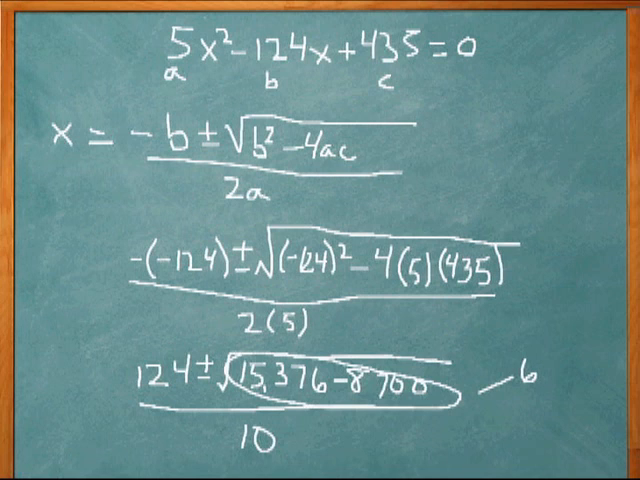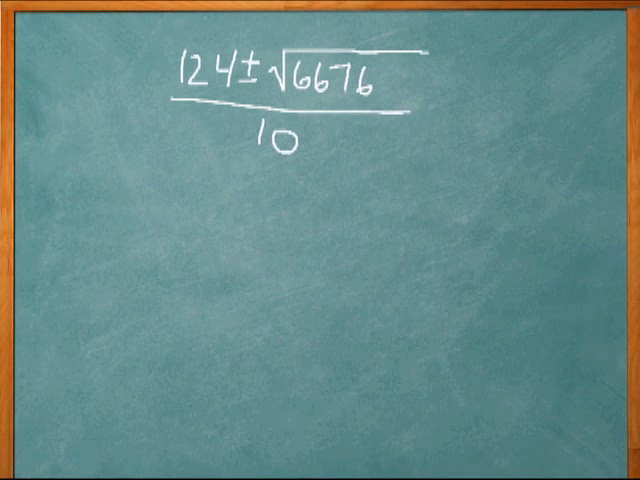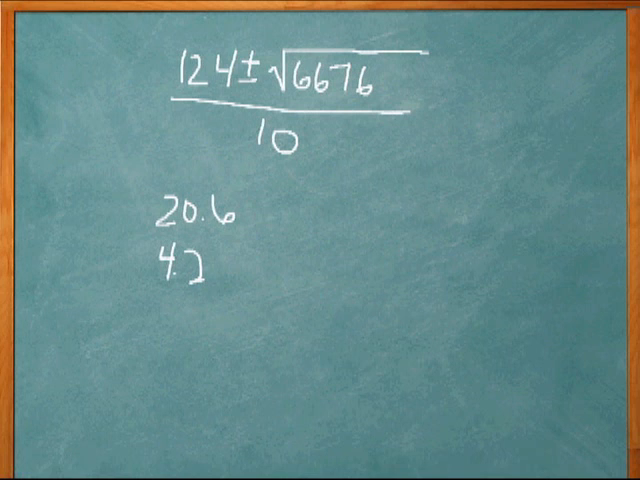Now this value in here comes out to be 6,676. Here I'm going to type this in my calculator to get the answers. So I'm going to do 124 plus the square root of 6,676, divided by 10. Alright, so that's going to give me about 20.6. Now if I do 124 minus the square root of 6,676, divided by 10, I get about 4.2.